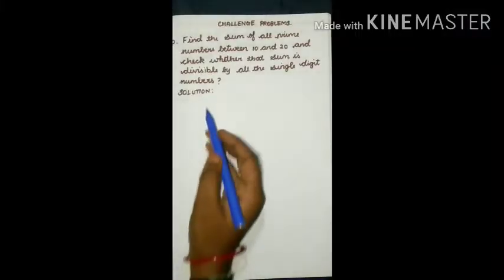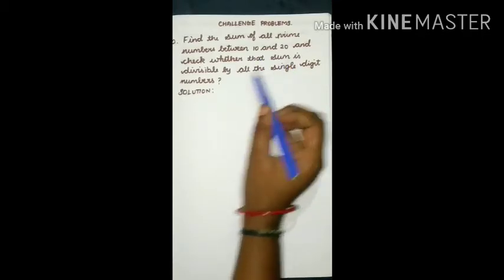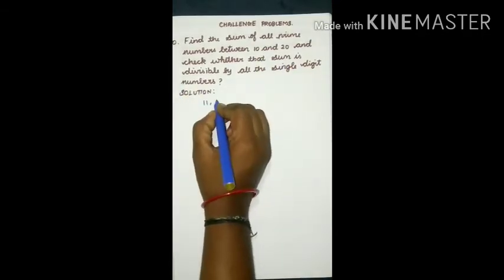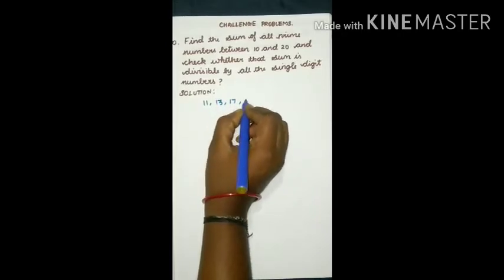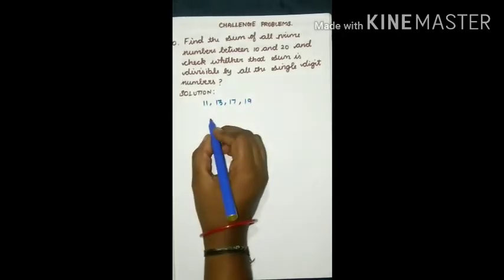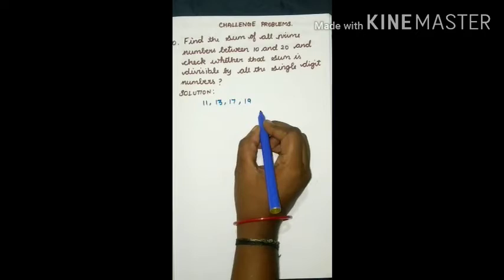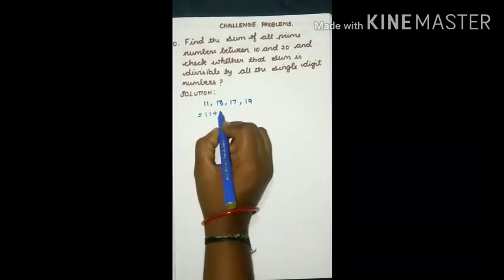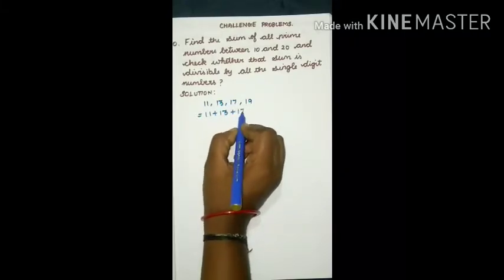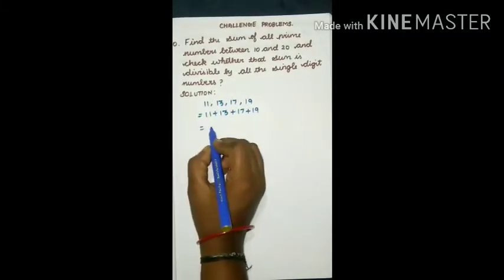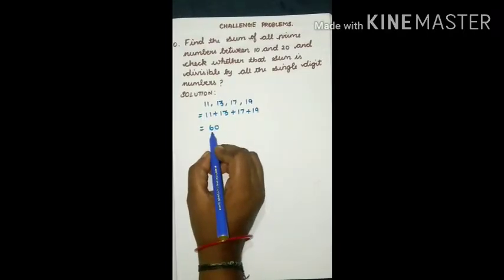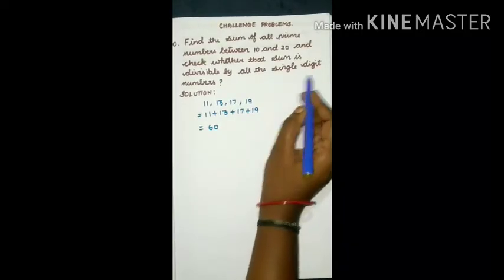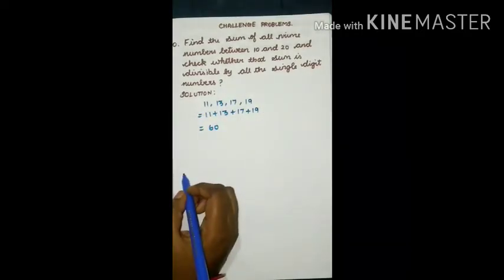First, we have to find the prime numbers between 10 and 20. 11, 13, 17 and 19. Then we have to find the sum of all prime numbers. Sum means what? We have to find the total. 11 plus 13 plus 17 plus 19 equal to 60. The sum is 60. Then we have to check whether the sum is divisible by all the single digit numbers. All the single digit number means what? 1, 2, 3 up to 9.